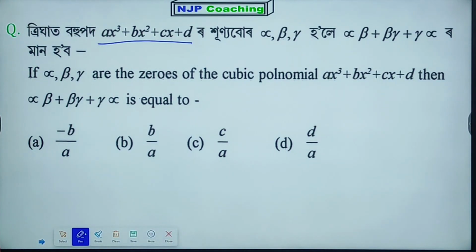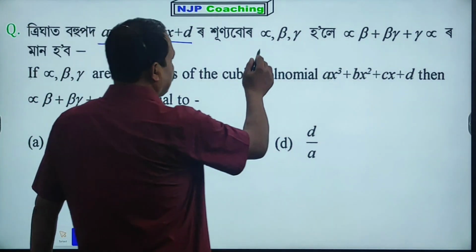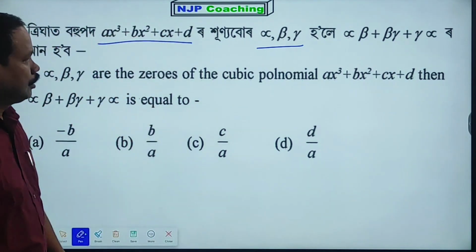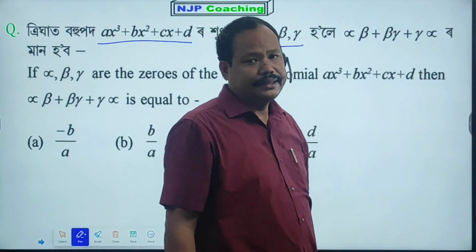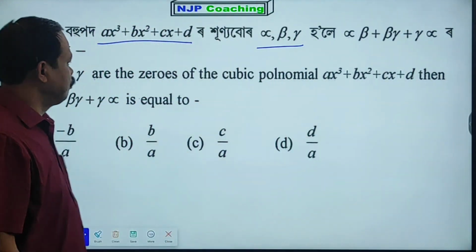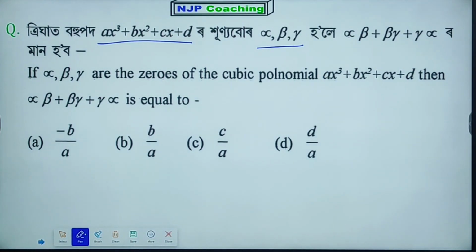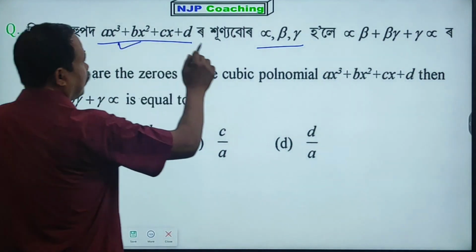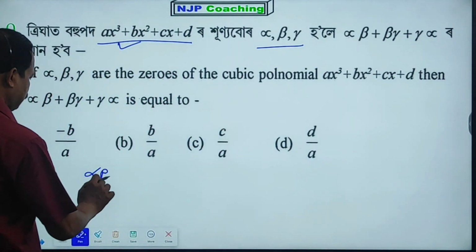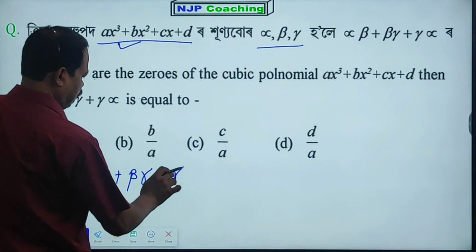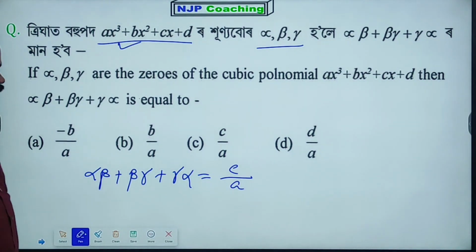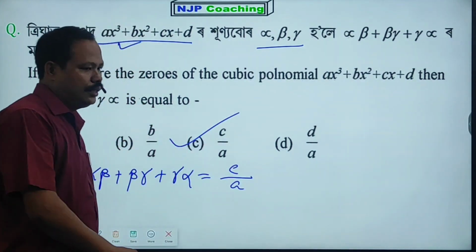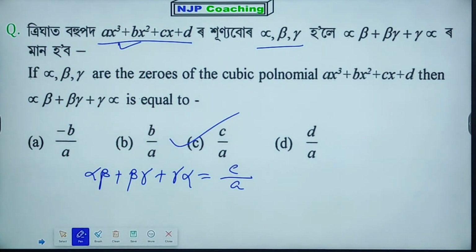Cubic polynomial and zeros are alpha, beta, gamma. So the sum of the product of zeros taken two at a time, alpha beta, beta gamma, gamma alpha, is what we have to find out. This is the standard form, and alpha beta, beta gamma and gamma alpha is the same as the product of the zeros in a quadratic polynomial, that means c by a. So the right answer is c by a. Okay, always remember this.